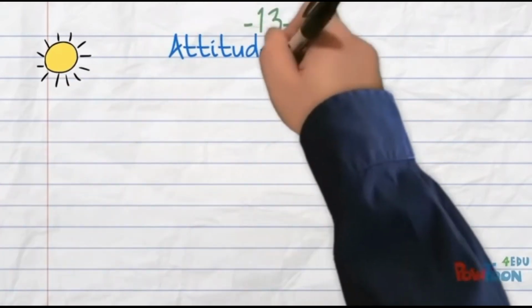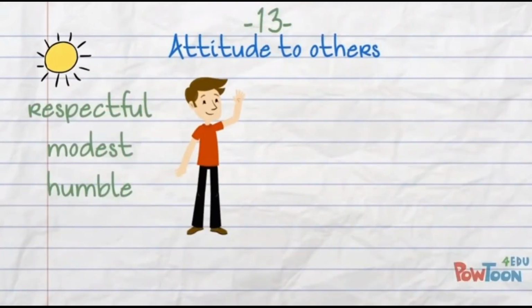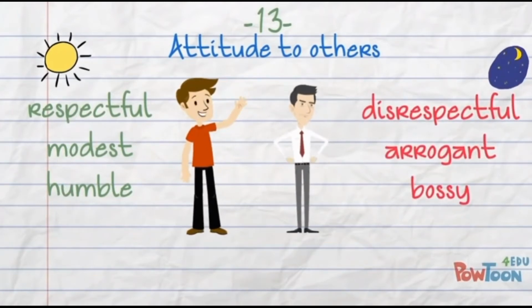In their attitude to other people and in their behavior in general, people can be respectful, modest, or humble. And the opposites are disrespectful, arrogant, or bossy. Arrogant people usually look down on other people.